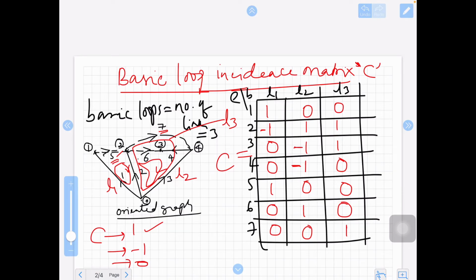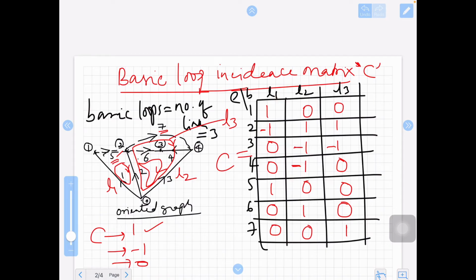See the current direction. The 7th element's current direction is clockwise. Always, the basic loop current direction we consider as clockwise. The 7th element's current direction is the same as that of L3, and the third element is opposite, because the loop current is clockwise. The second element is correct: the second element is upward, and the loop direction is also upwards.